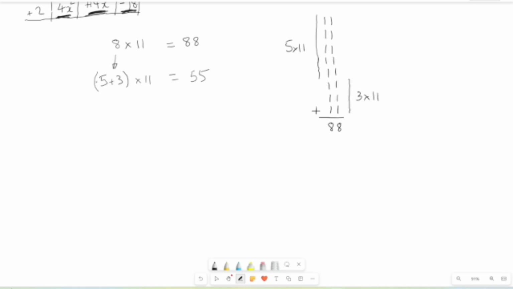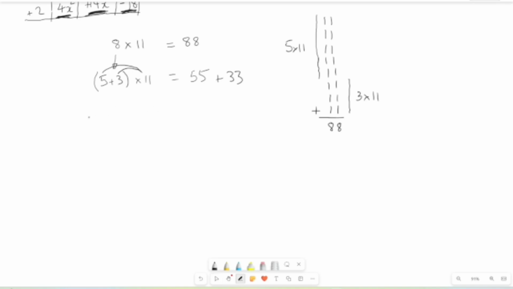So I can't just multiply the 5 times 11. I've got to do the 3 times 11 as well. And that, of course, is 33. So we can imagine we put the lines in here like we did before, 5 times 11 and 3 times 11. I've got to add that. They're all positive, so that's 33. They don't have to be positive.